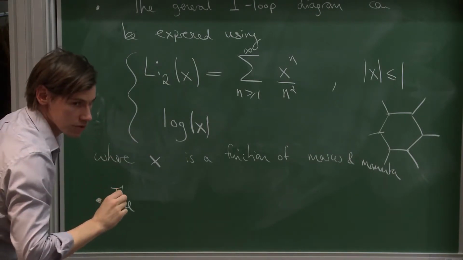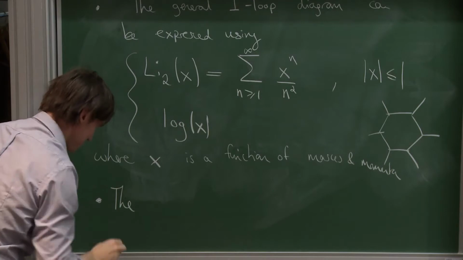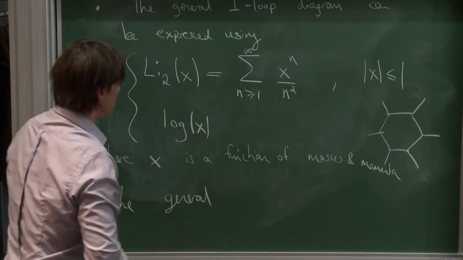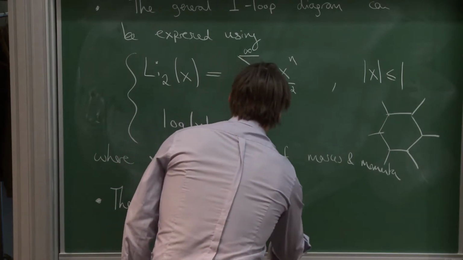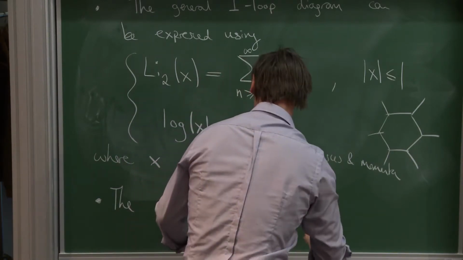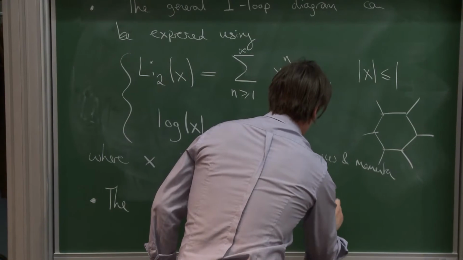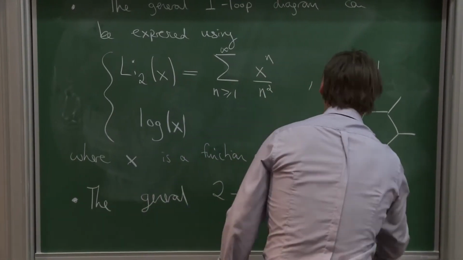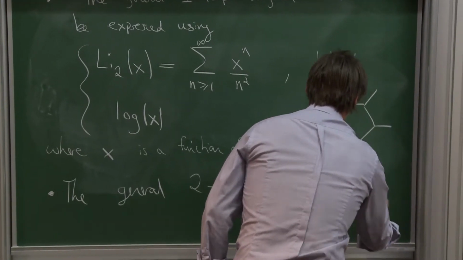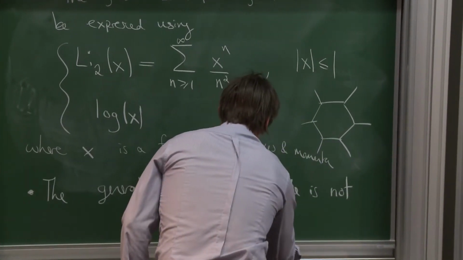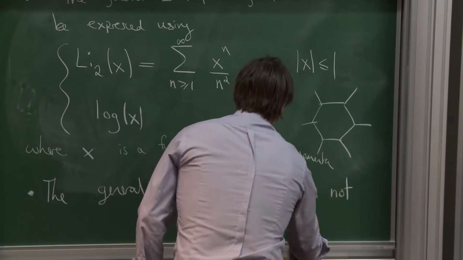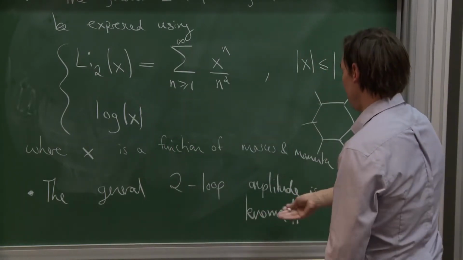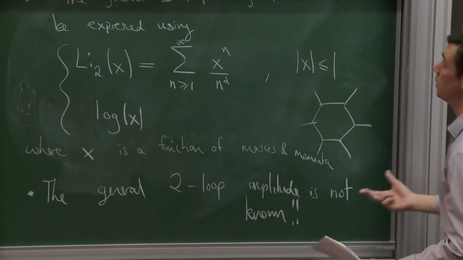I'm skeptical. Well, we can discuss this. So the general two-loop amplitude is not known. So there isn't a function that you can look up in the canon of special functions. This also means that the singularities and the analytic behavior of the general two-loop amplitude is not understood.